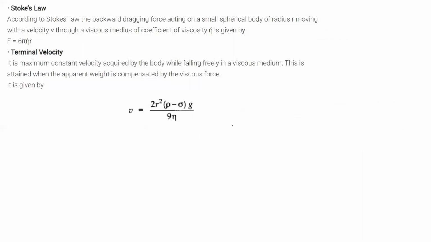Next we have Stokes' law. According to Stokes' law, the backward dragging force acting on a small spherical body of radius r moving with velocity v through a viscous medium of coefficient of viscosity neta is given by 6 pi neta r v, where v is the velocity with which the spherical body is moving in the fluid.